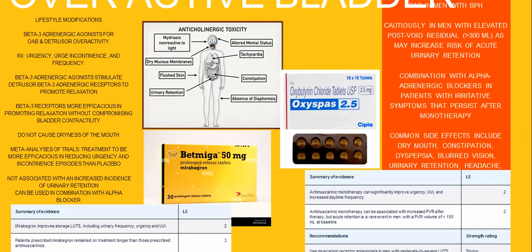Anticholinergics treat the irritative symptoms due to overactive bladder in men with BPH. The hesitation in utilizing these agents is due to the concern that they may increase the risk of acute urinary retention, especially in the setting of BPE with obstruction. So post-void residual should always be done in these patients, and these drugs should be used cautiously in men with elevated PVR. Anticholinergic and antimuscarinic agents are also used in combination with alpha-adrenergic blockers in men with BPE whose irritative symptoms persist after monotherapy. The side effects are listed there on the slide.